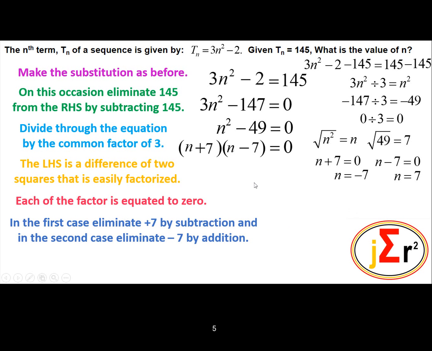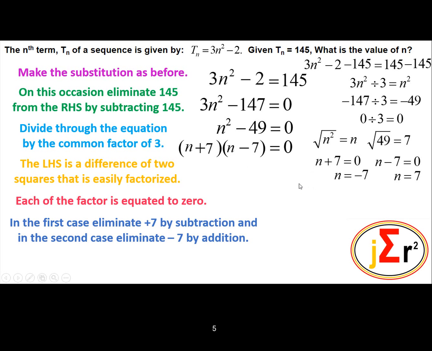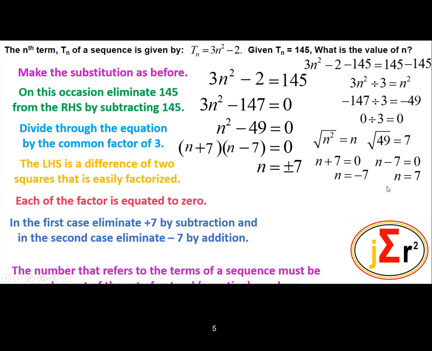And notice that because of the two factors with their particular features, the result is that we have a positive 7 and a negative 7 for our answer. So n is equal to plus or minus 7, as shown here, that one factor gave a negative 7 and the other factor gave a positive 7.